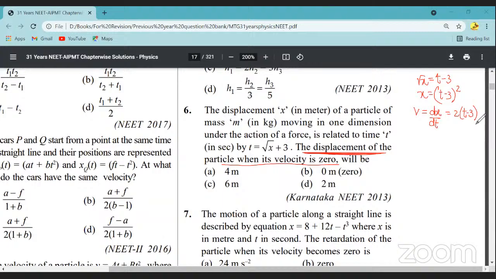This is velocity. When will velocity be 0? Velocity will be 0 at time equal to 3 seconds. So basically the question is what will be the displacement when velocity is 0? That means from time 0 to time 3 seconds, how much it has got displaced.